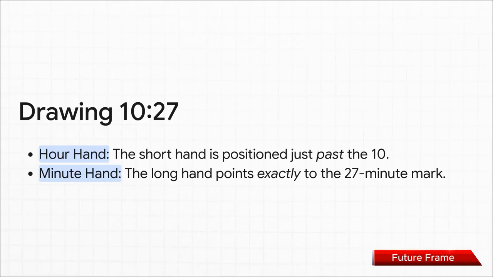So, when you try this, remember 2 really key things. The short hour hand isn't going to be pointing right at the 10. Because it's almost half past the hour, it should be about halfway between the 10 and the 11. But the long minute hand, that one is super precise. It has to point exactly to the 27th minute mark.